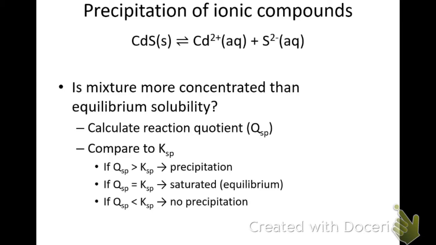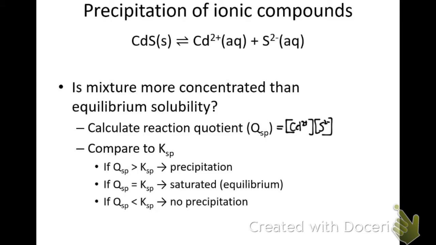And so if we wanted to know if we would form a precipitate when we mixed some aqueous solutions, we could calculate QSP. Remember that QSP has the same formula as KSP. So here that would be cadmium 2 plus times sulfide 2 minus. But instead these would be non-equilibrium amounts instead of saturated equilibrium amounts. And then we can compare the QSP to the KSP.